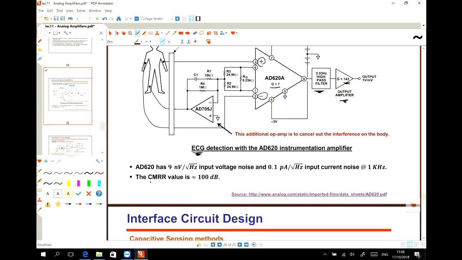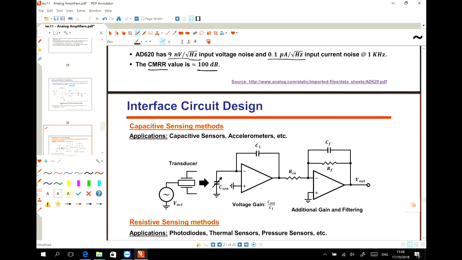You can see that the common mode rejection ratio of, for example, the AD620 is 100 dB. So the common mode rejection ratio is important for the instrumentation amplifier. Also, similar to other op amps, it has a voltage noise source and a current noise source, and the values are significantly small: 9 nanovolt and 0.1 picoampere per square root of hertz.